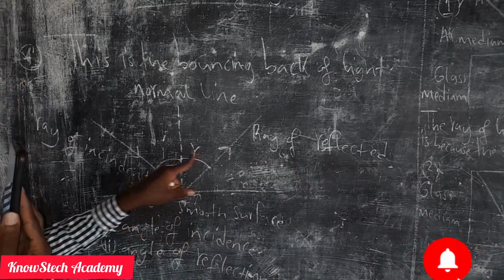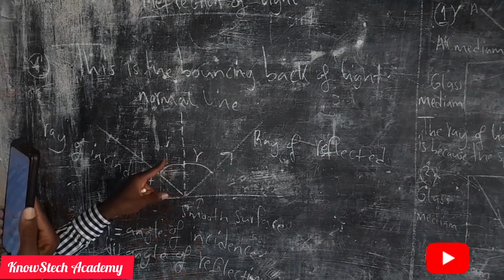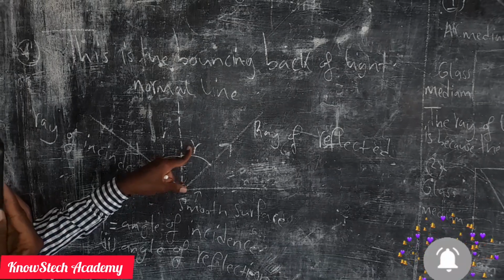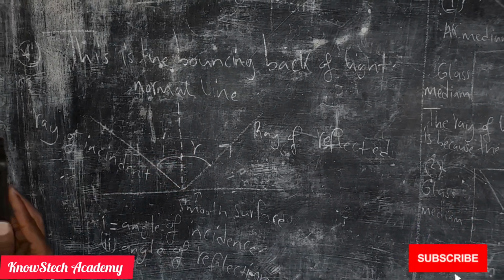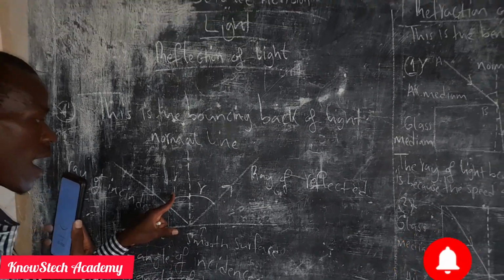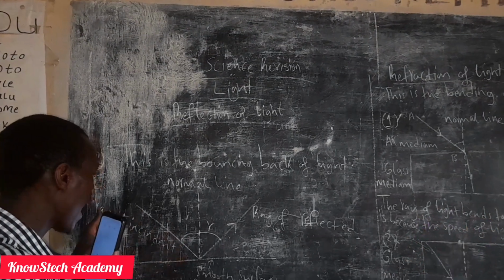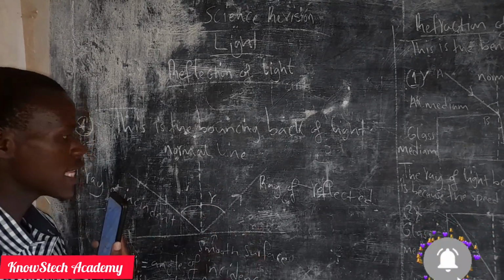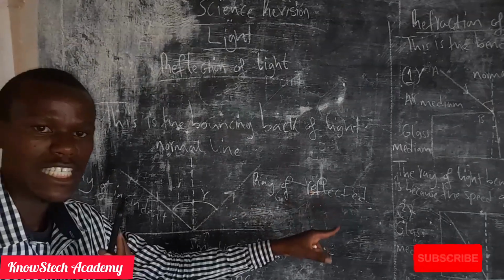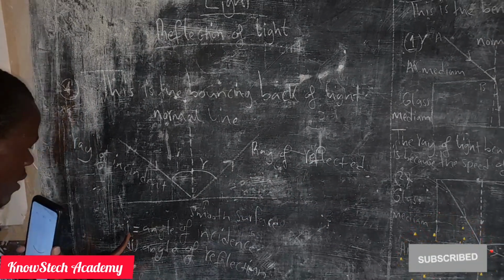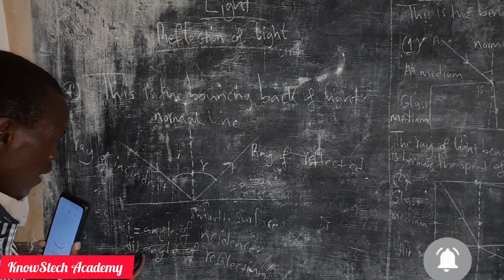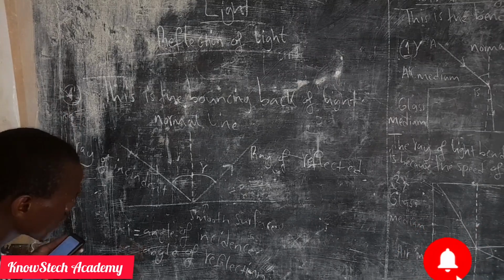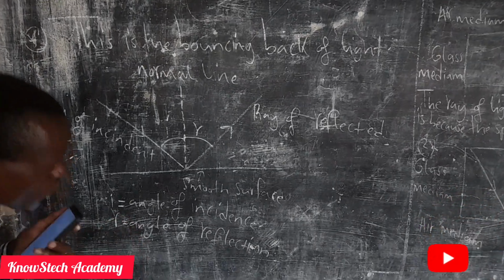Now, I and R, these two are angles. I refers to the angle of incidence. Then R is the angle of reflection. This is I, the angle of incidence. R is the angle of reflection. Then the line is the ray of reflection. So what I said, I is the angle of incidence, and R is the angle of reflection.